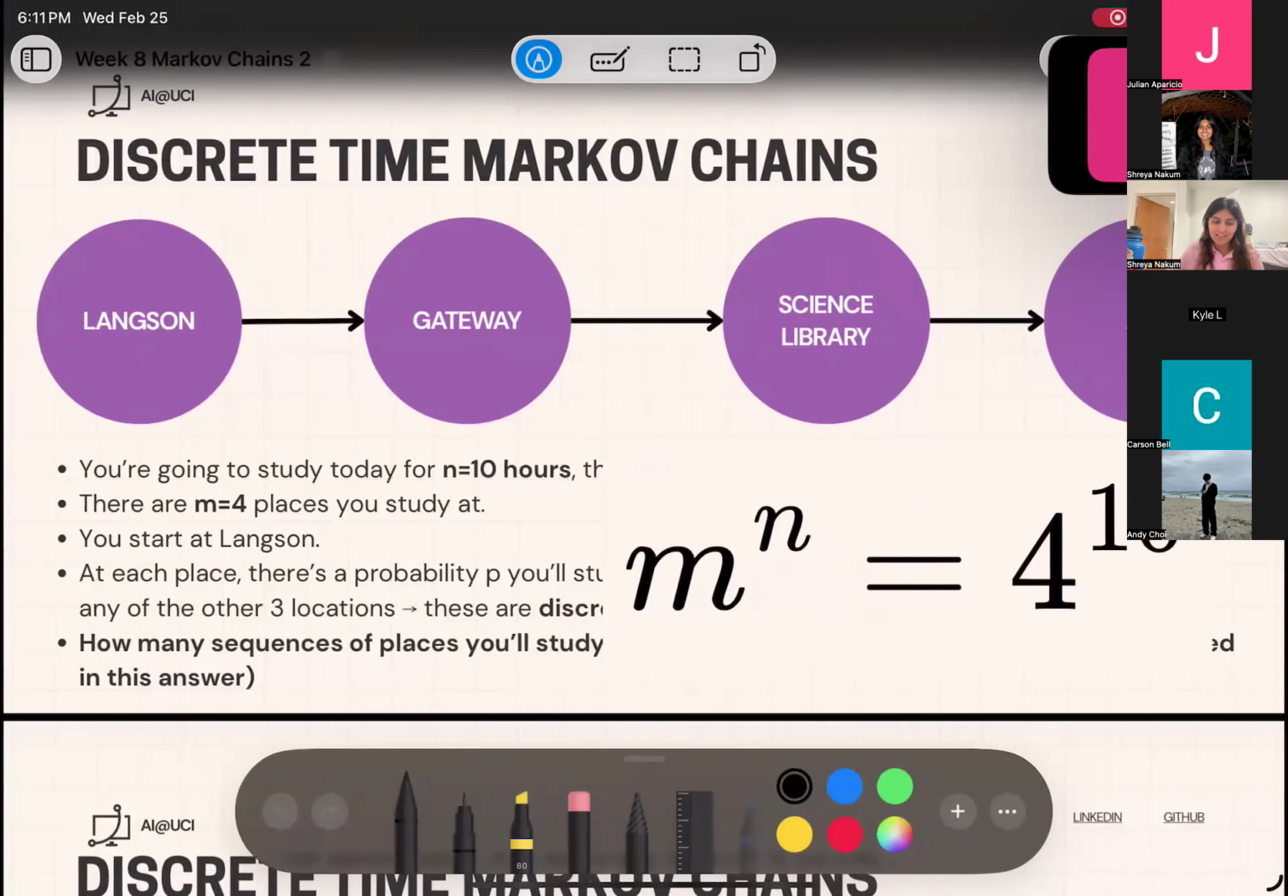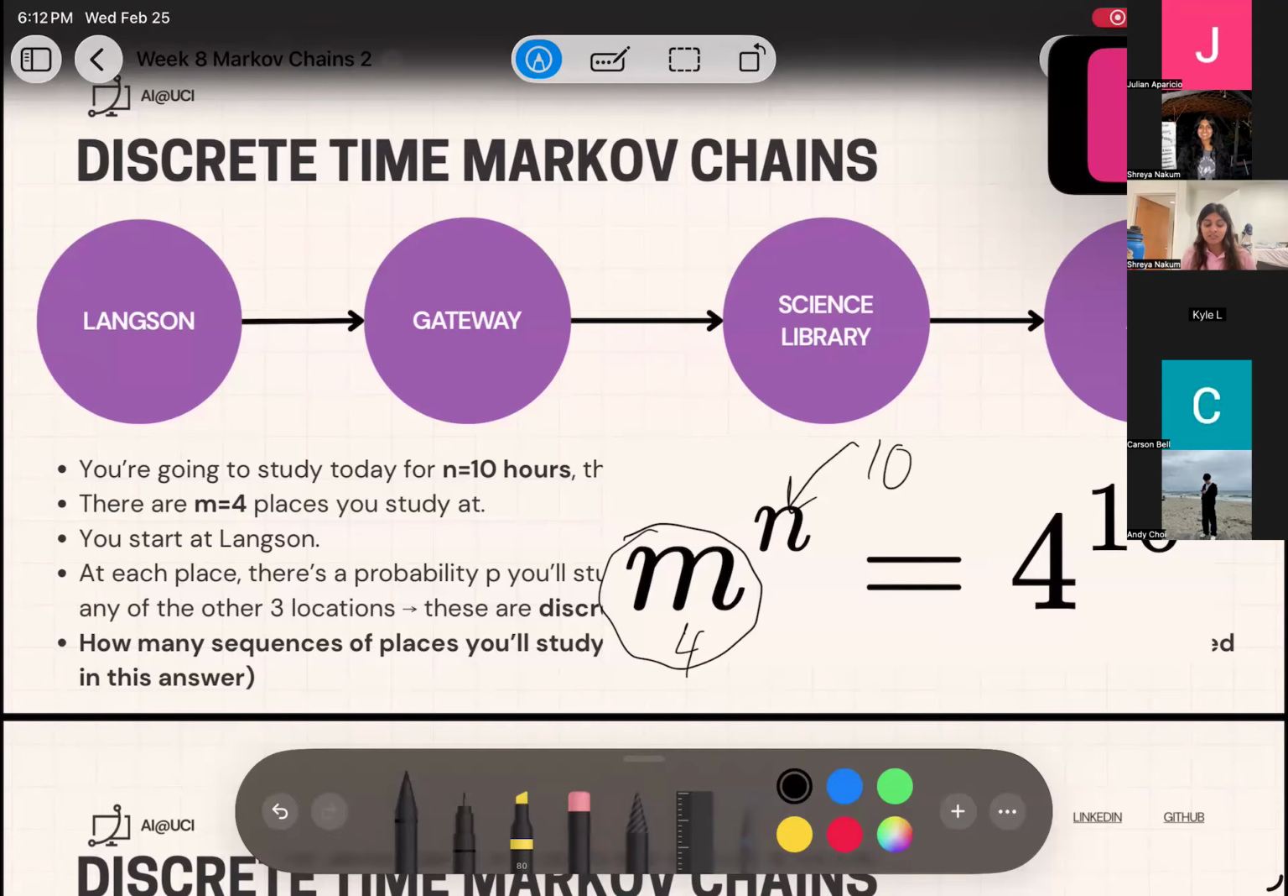Let me go back to here. This is going to be m to the n. There are m places you can study at, and you're going there for n discrete hours, which is the 10. So if I were to model this, that would mean that I have a huge table of probabilities, that there's 4 to the 10th different sequences that can happen. There are 4 to the 10th probabilities that I need to know if I want to predict where I'm going to study each day. If on Saturday I'm still studying for 10 hours, I have 4 to the 10th probabilities that I need to assign to all these sequences. Isn't that kind of crazy? That's a lot, right?